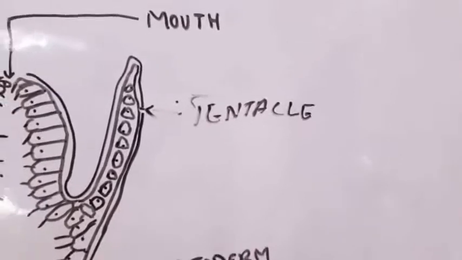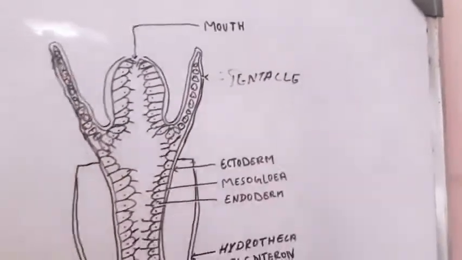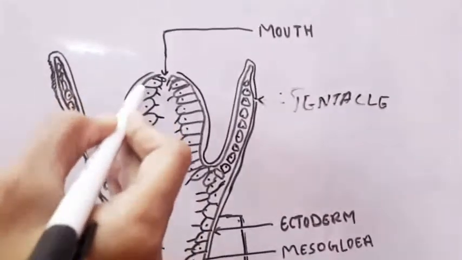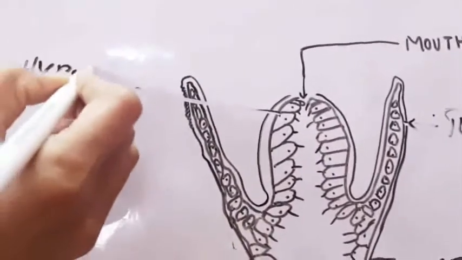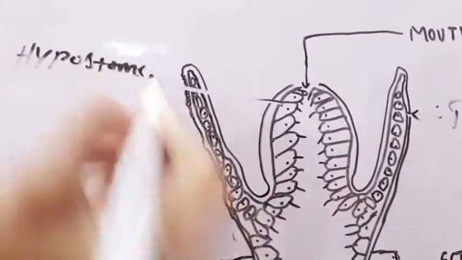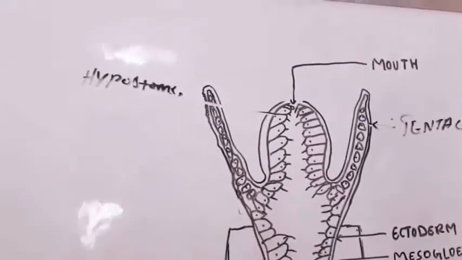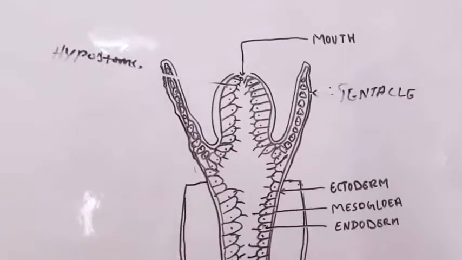So the apex of the hypostome bears a terminal aperture. So here, this is the hypostome which bears the mouth. The polyp is covered by a thin transparent membrane that is called a hydrotheca.